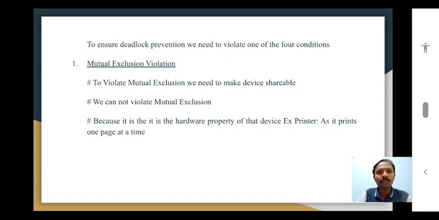Now, not a problem. We have four different conditions. Mutual exclusion violation is not possible, so let us go for the next condition. Let us see whether we can violate the second condition or not.